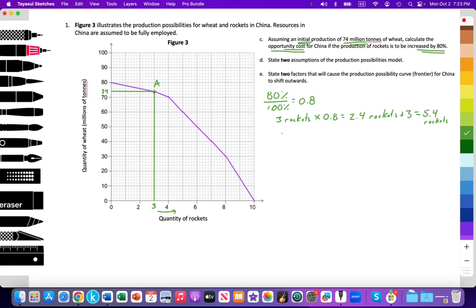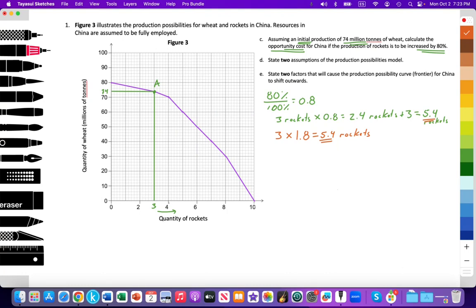Another way to calculate this, and probably a faster way, is to take those 3 rockets multiplied by 1, so we're going to include that initial 3, plus the additional 80%. So 3 times 1.8 gives us 5.4 rockets. Okay, so that's where we're going to end up by increasing production to 5.4 rockets.